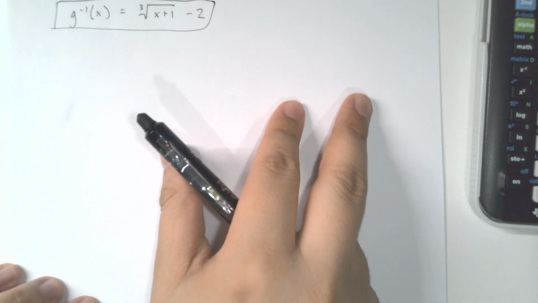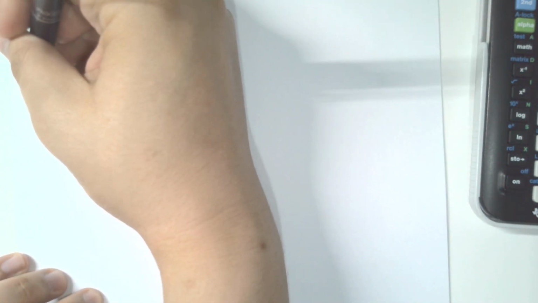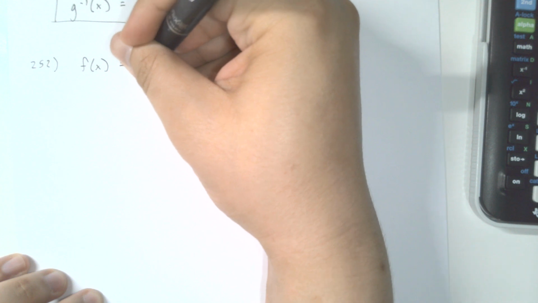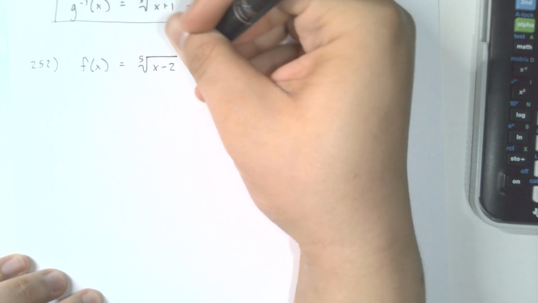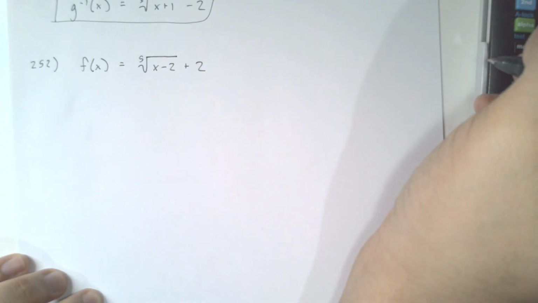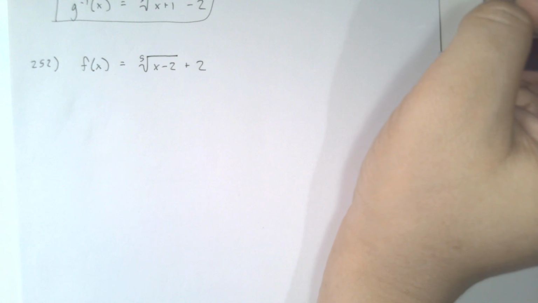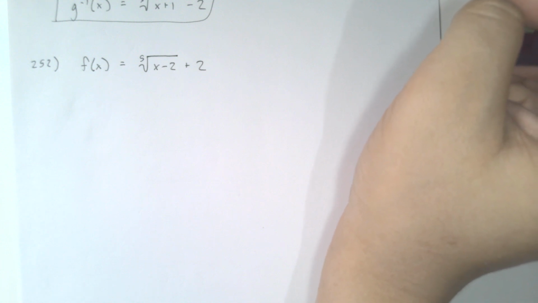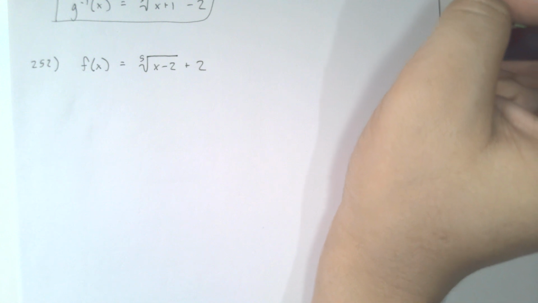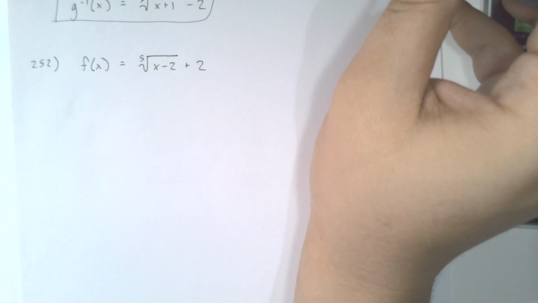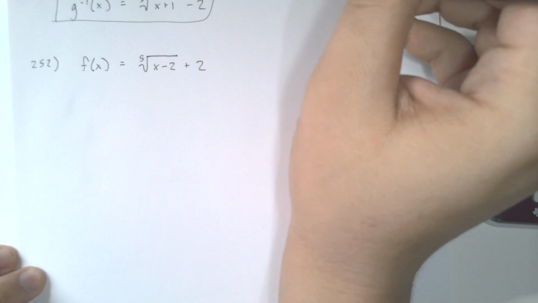Alright, and last one for this video. For number 252, we have f of x is equal to the fifth root of x minus 2 plus 2. So even though this is a fifth root function, it doesn't really matter much. It's still going to cancel out when we raise it to the fifth power. So even though it looks a little bit different from what we've tackled so far, it really isn't that big of a deal.